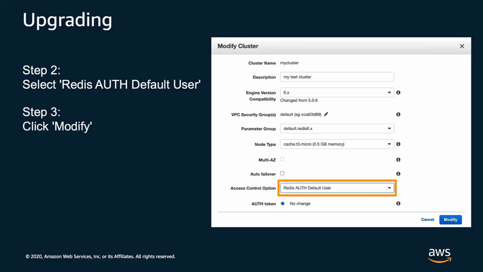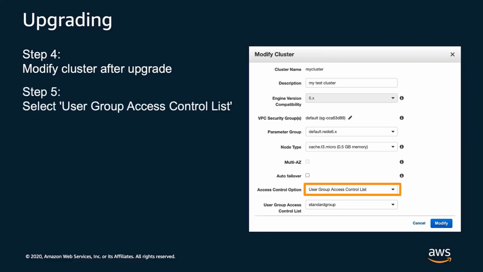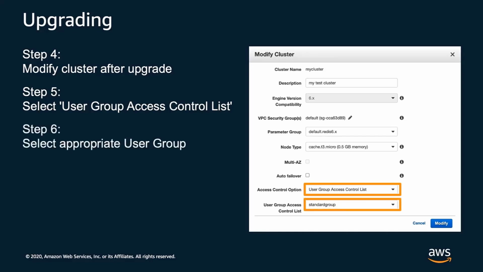Once your cluster is finished upgrading to Redis 6, you'll go into your cluster modification screen once again. You can now enable the User Group Access Control List. Once you do, then you can select an appropriate user group to apply to that cluster. And this is assuming, of course, you've already created some users and have populated a user group with those users. And finally, you can now click on Modify. Your clusters will be updated to use role-based access control, and as soon as it's finished modifying, you'll be able to use that authentication and authorization. It's as simple as that.